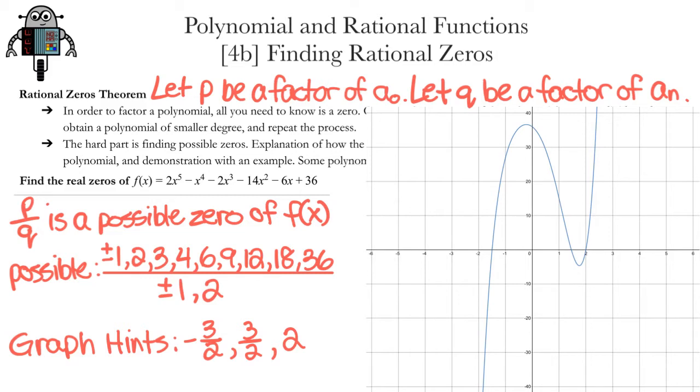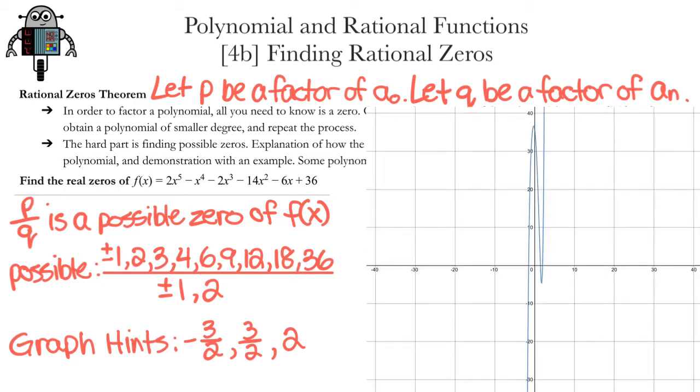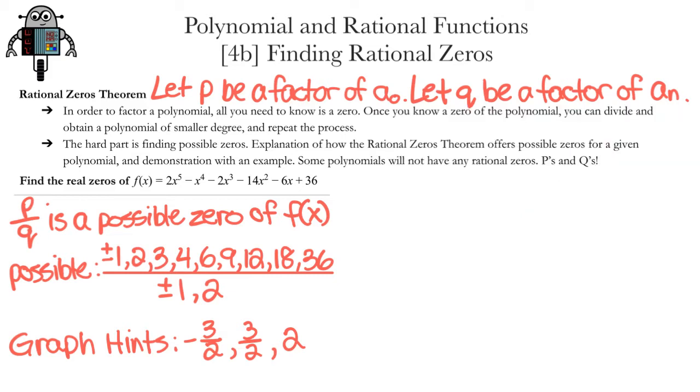Since the possible rational zeros are as low as negative 36 and as high as positive 36, I'll change my window so I could see those x values. Oh well, there are no more real zeros or x-intercepts that I can see, so maybe there are 2 imaginary zeros. Now we're ready to do synthetic division.